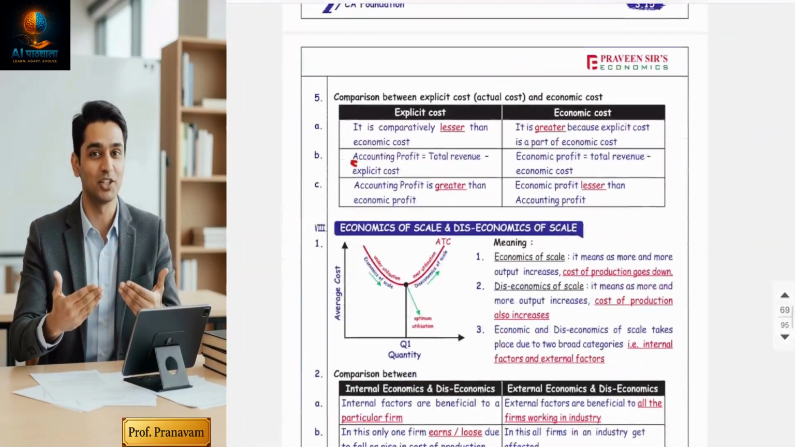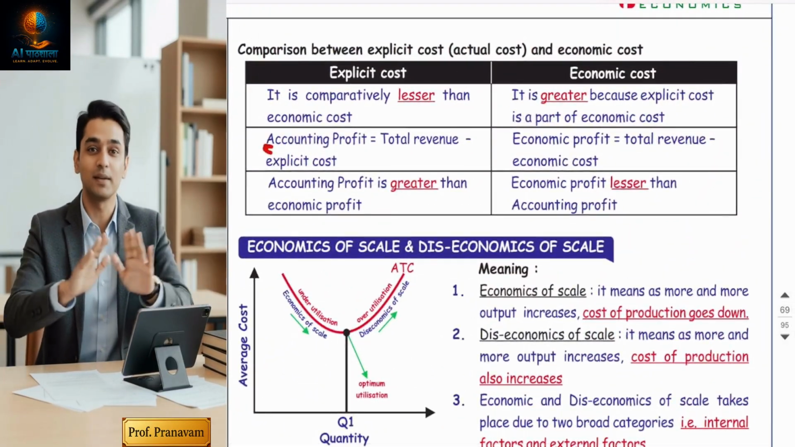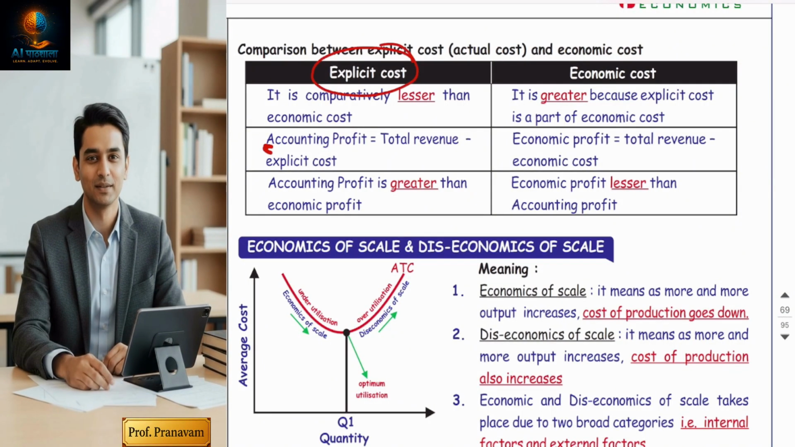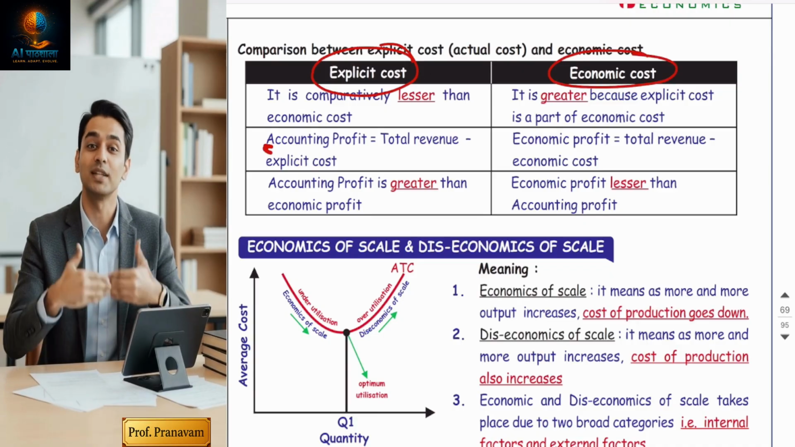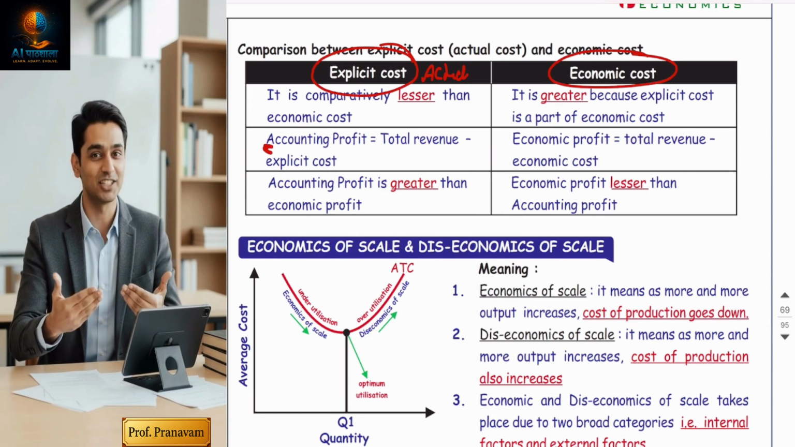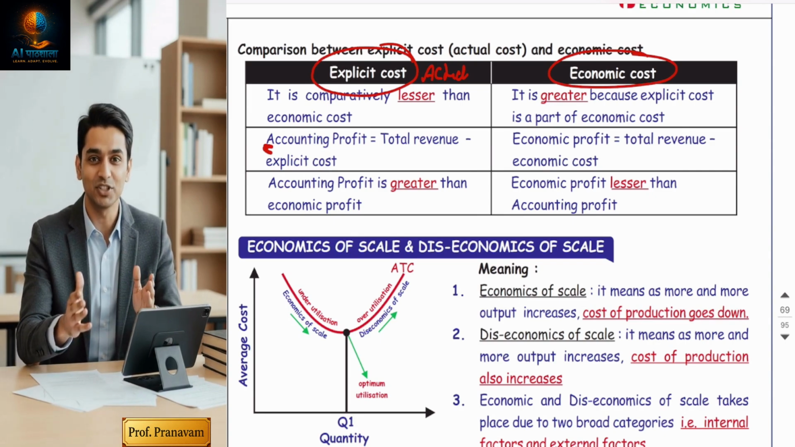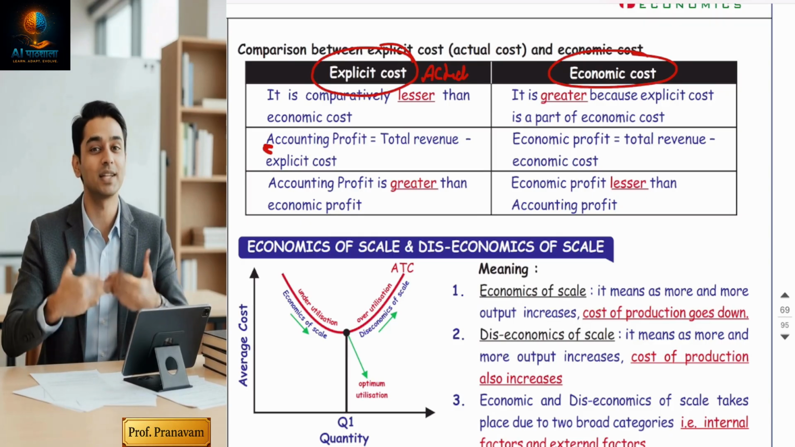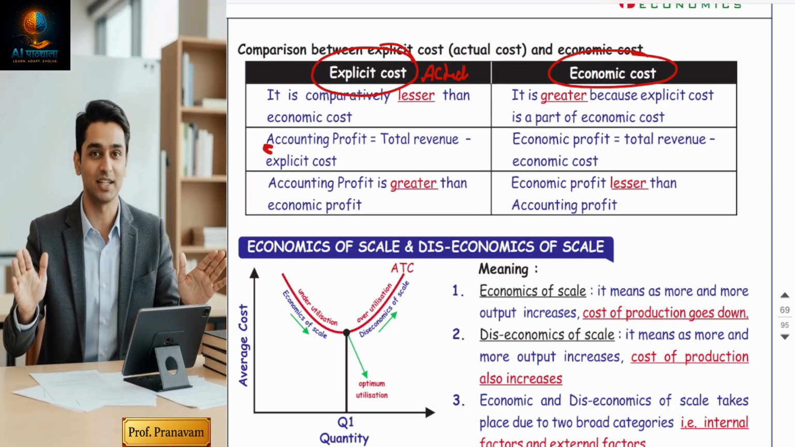So now in the exam, sometimes they're going to ask you what will be the difference between explicit cost and economic cost? Yes, explicit cost is my actual cost. This is the real cost. And economic cost is something broader than explicit, because economic cost includes explicit, in addition to that, opportunity and fixed also.